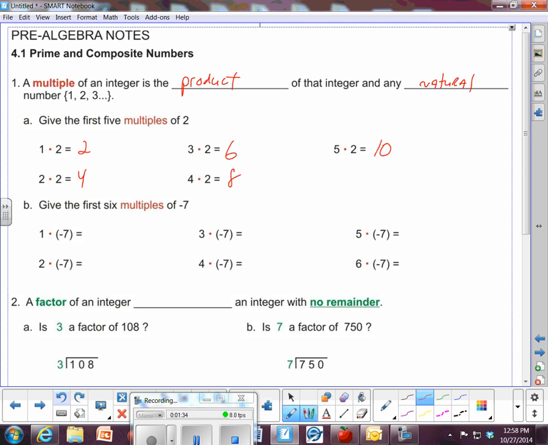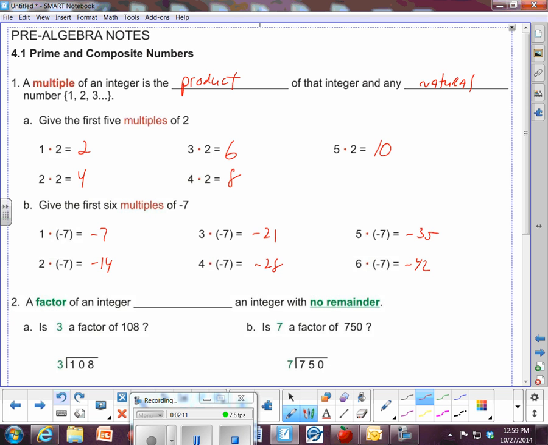Well, the second question I ask you, give the first 6 multiples of negative 7. So this time we want the first 6. The first multiple always involves 1. 1 times negative 7 is negative 7. Second multiple, 2 times negative 7, negative 14. Third multiple, 3 times negative 7 is negative 21. Fourth multiple, 4 times negative 7 is negative 28. And then negative 35. And finally, 6 times negative 7, and hopefully you're thinking negative 42.